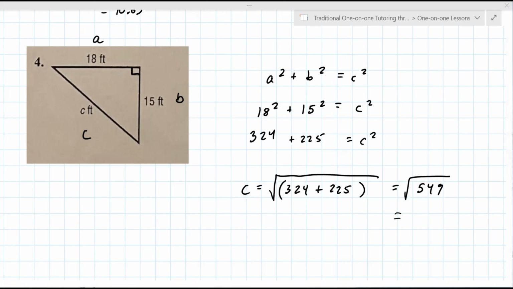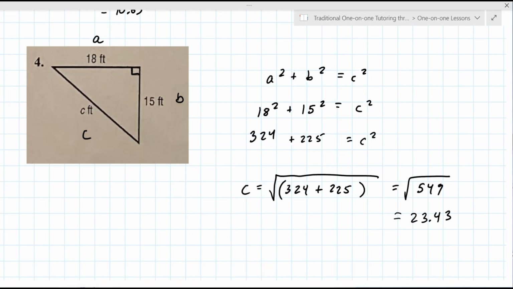Okay, what's the square root thing? The square root sounds like a check mark, right? Kind of, yeah. A check mark with a little dash in the top of it. Okay, so check mark 549. 23.43, 2 decimal places.